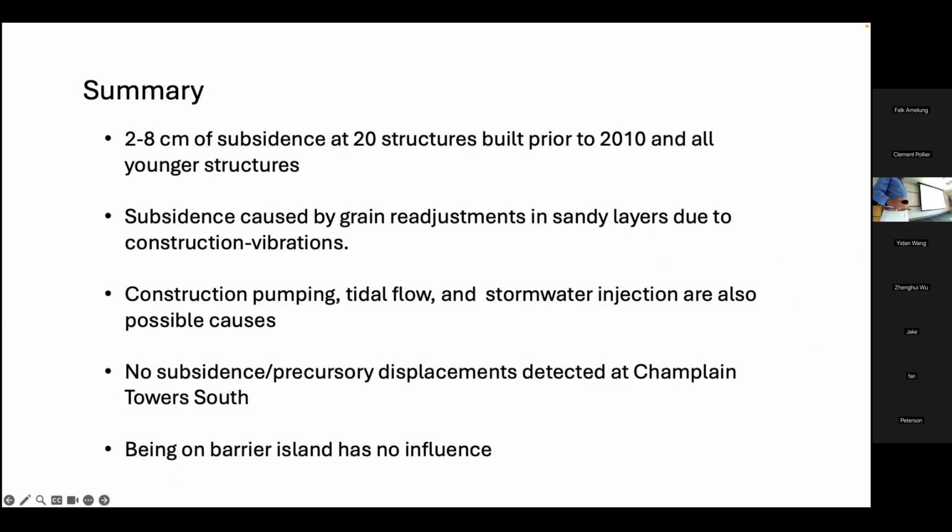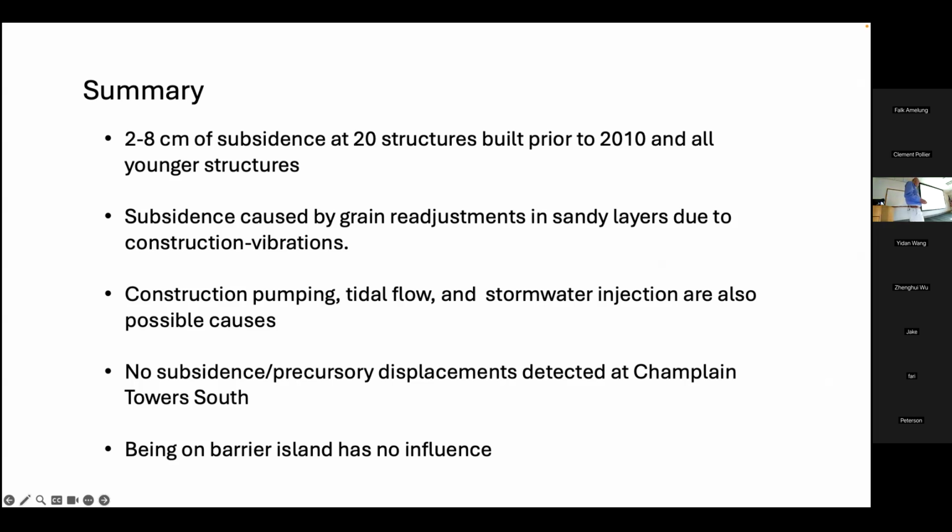Okay, to summarize, we see in most buildings between 2 and 8 centimeters of subsidence. Interestingly, 20 of those structures were built prior to 2010. So you can imagine, if this continued for a long time, how much that has been. It's caused by grain readjustment, mostly due to construction vibration, but pumping, tidal flow, and stormwater injection can also play a role. Nothing was detected at the Champlain Tower South.